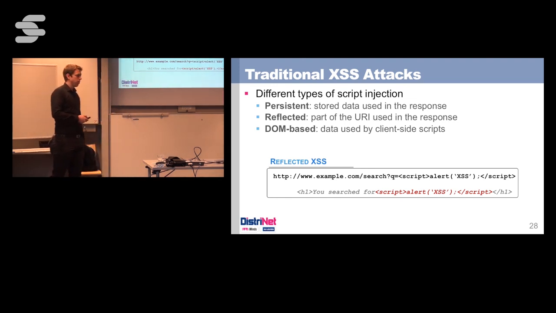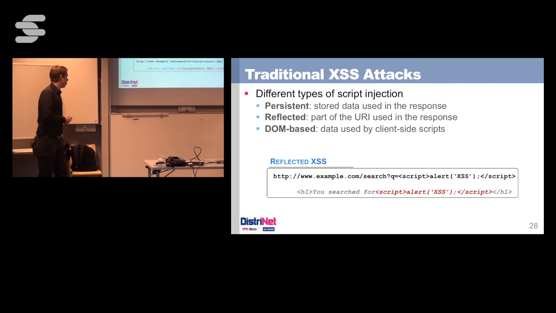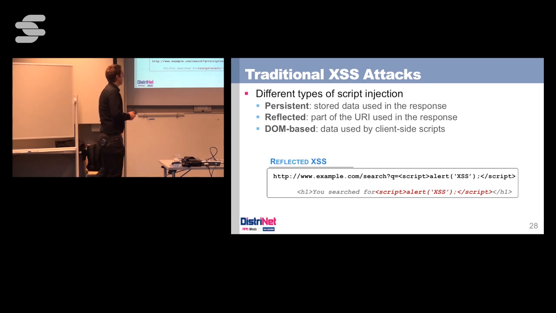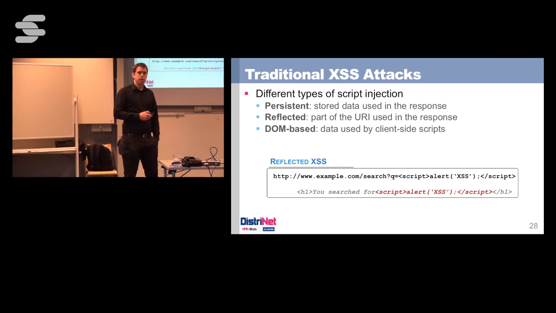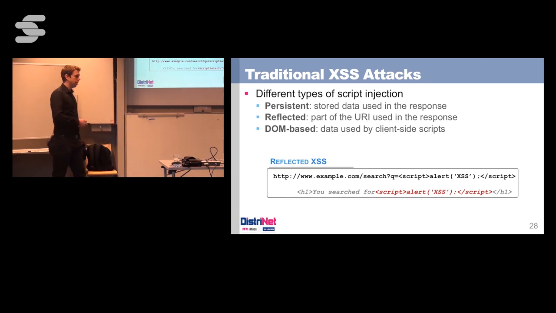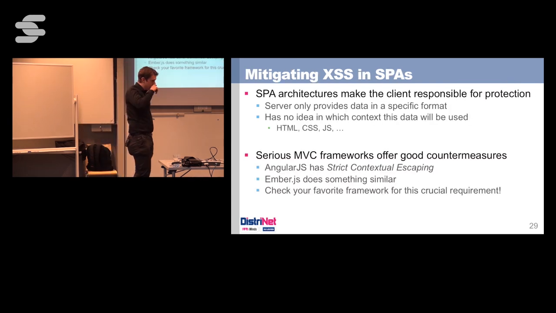Of course, you've been to enough presentations to already know that you should use context-specific output encoding. So you should make sure, okay, I'm using this in an HTML context, let's make sure that there are no HTML tags in there. That's quite nice, but with a client-side application, the server doesn't know where the data will be used. The server simply provides an API which provides you JSON data, and the client-side application processes it however it wants. And that's exactly the challenge we have for eliminating cross-site scripting.